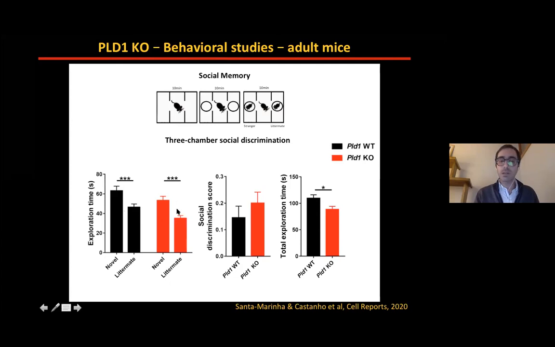Interestingly, PLD1 knockout animals also interact more time with a novel animal. However, when you take into account all the time that they interact, PLD1 knockout animals are actually less social in this task that needs the hippocampus to be properly functioning.